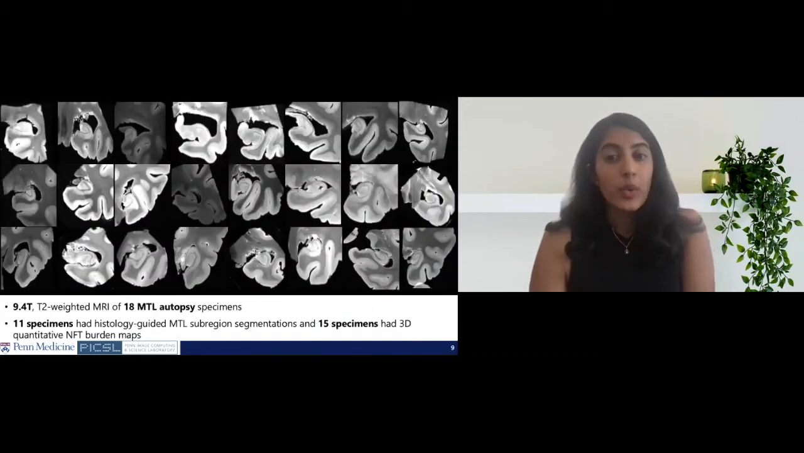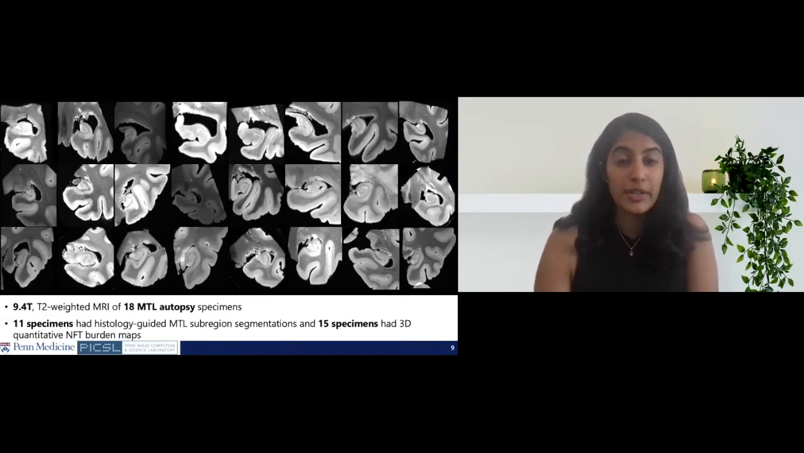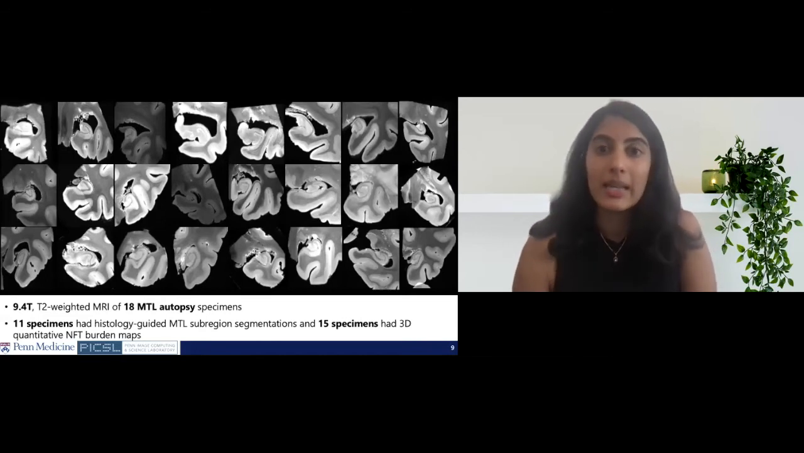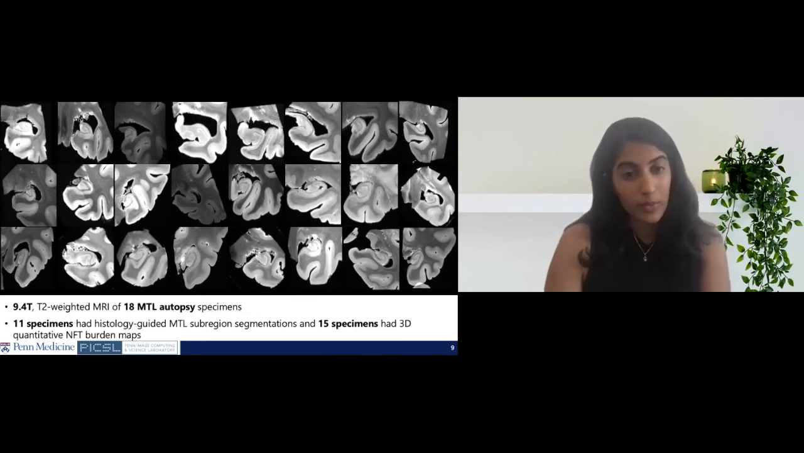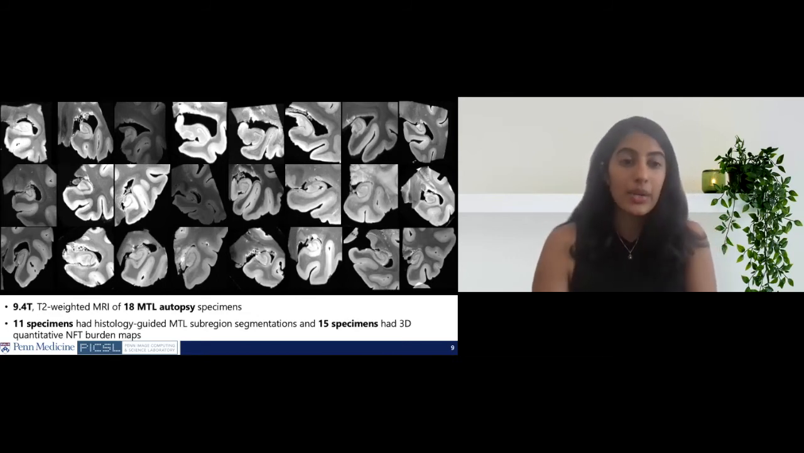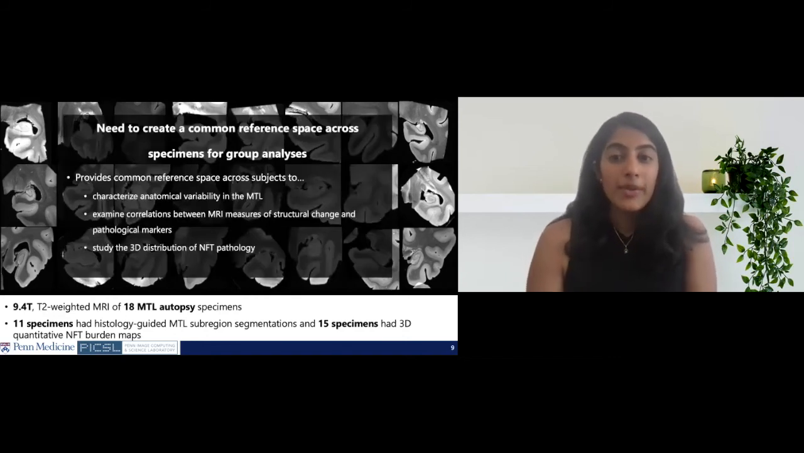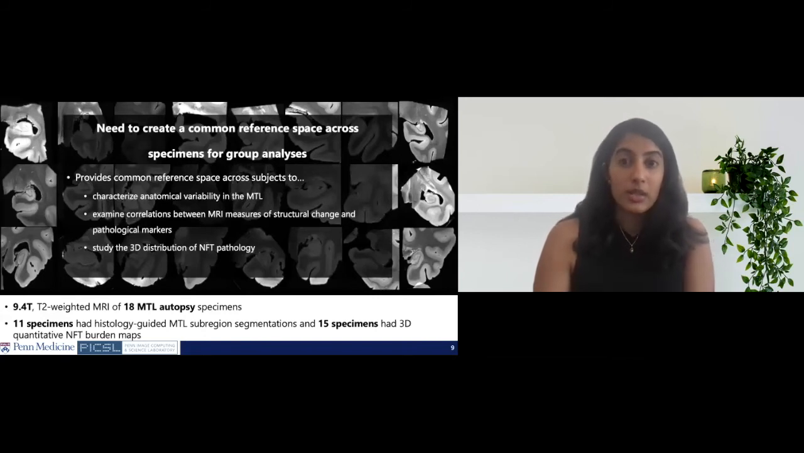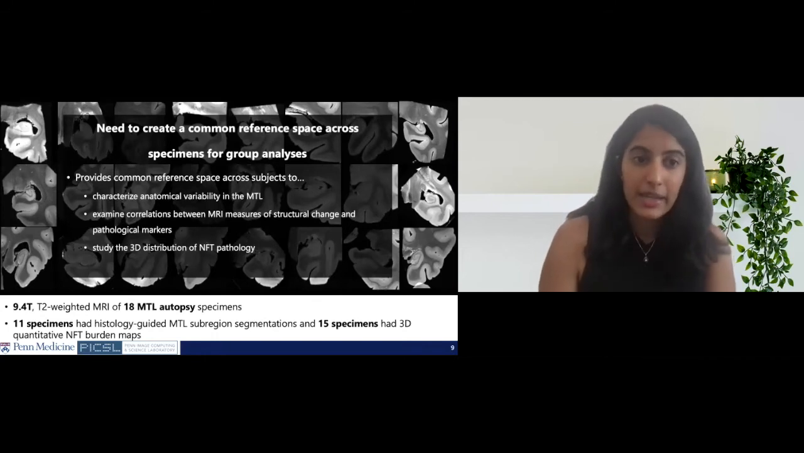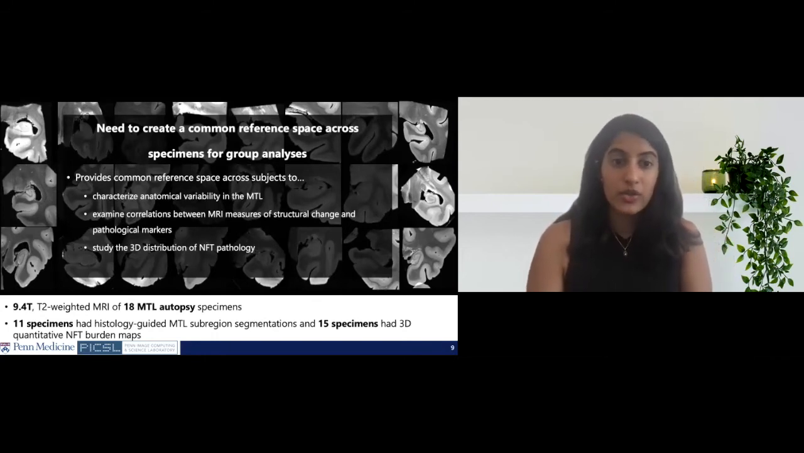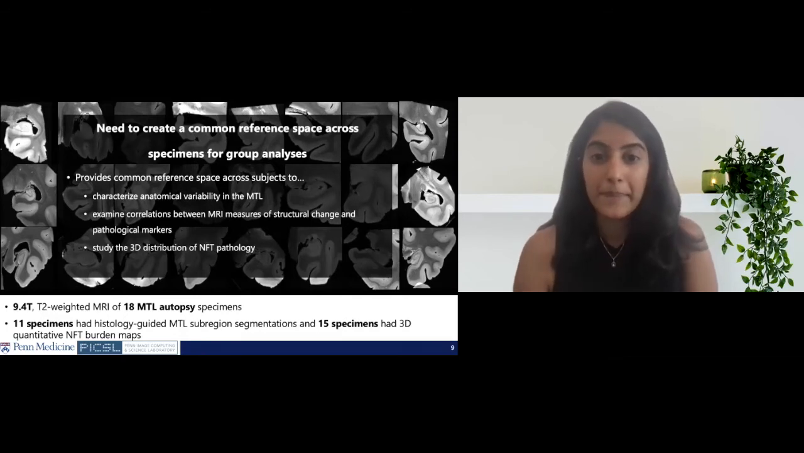Given all of this data, we are interested in understanding the association between neurodegeneration in the MTL measured using MRI and tau pathology. For this study, I used data from 18 MTL specimens. For 11 specimens, I had histology-guided MTL subregion segmentations, and in 15 specimens, I had 3D quantitative maps of NFT burden. An important first step is to create a common reference base across all the subjects that can be used to perform statistical analyses. This reference base can then be used to characterize anatomical variability in the MTL, examine correlations between MRI measures of structural change and the underlying pathology, and study the 3D distribution of NFT pathology.